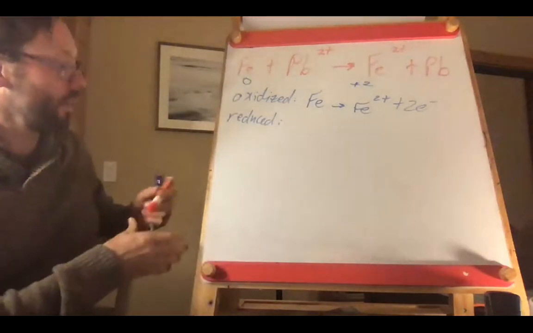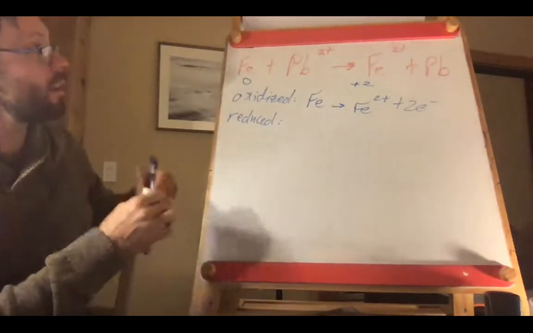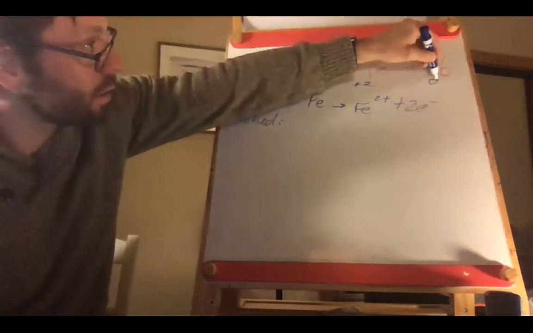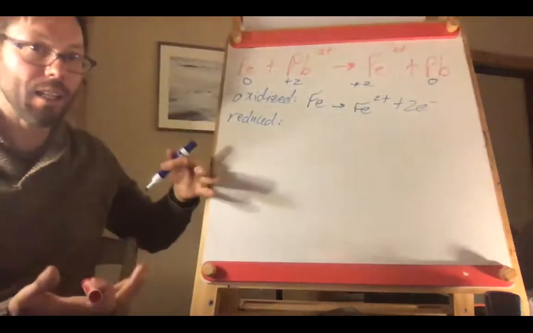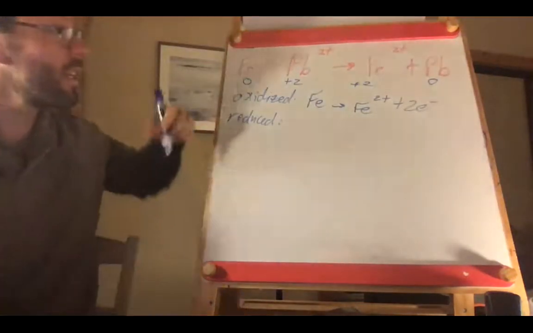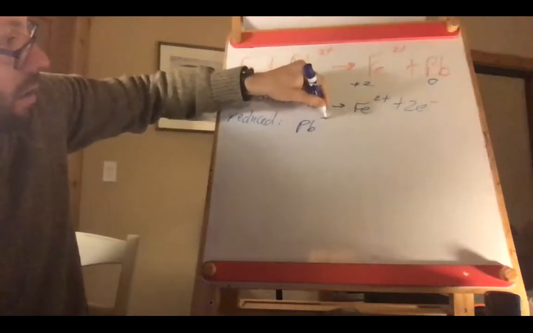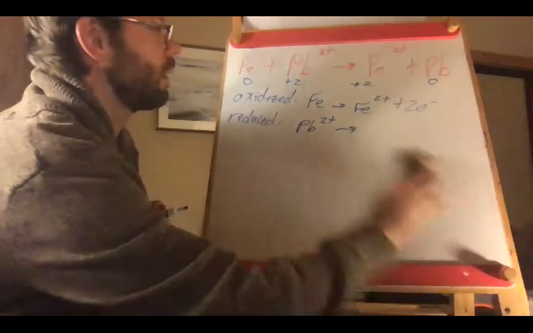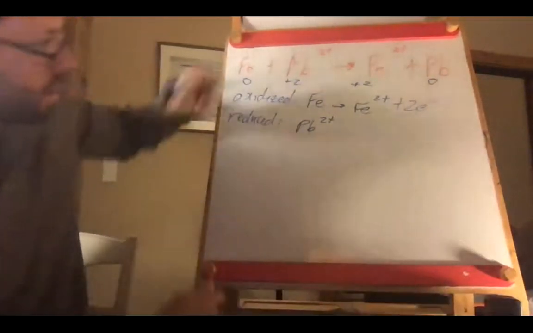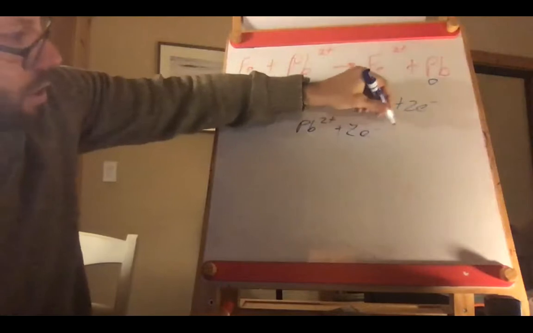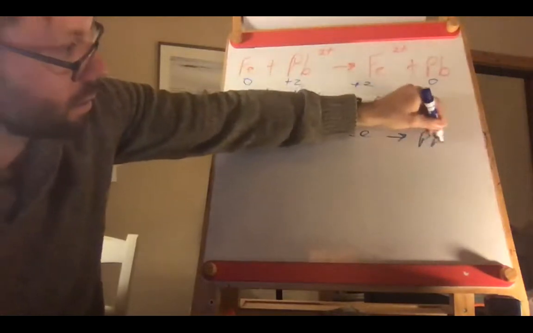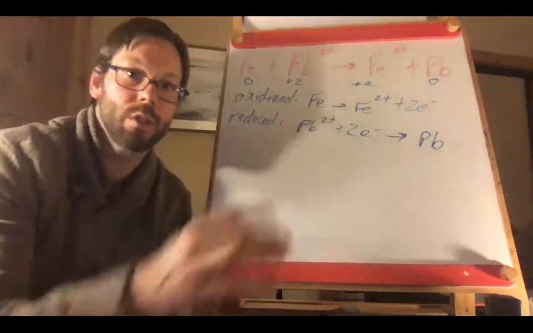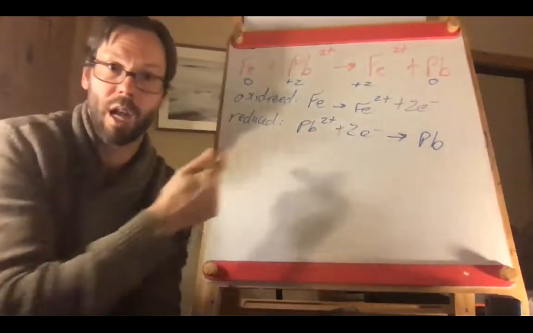And then if we look at lead, it's going from a +2 to a 0. So it's going down. So it must be gaining electrons. Therefore, it's reduced. So lead 2+ plus 2 electrons yields lead. So now we just look up the values for these half reactions.